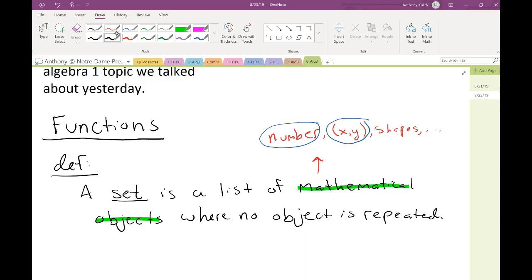And we'll talk a little bit about how to represent sets, like the symbols that we use to do this, and some of the different types of sets that we can talk about, and we'll describe how to write down symbolically those things in a moment.